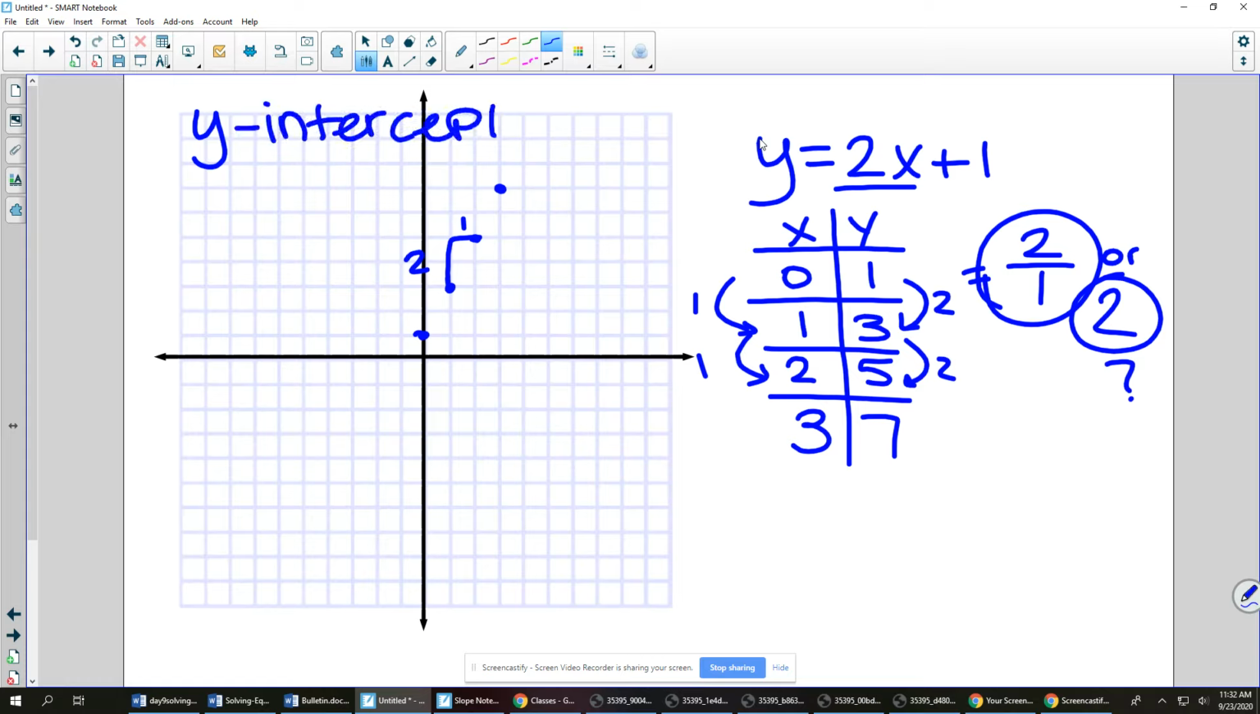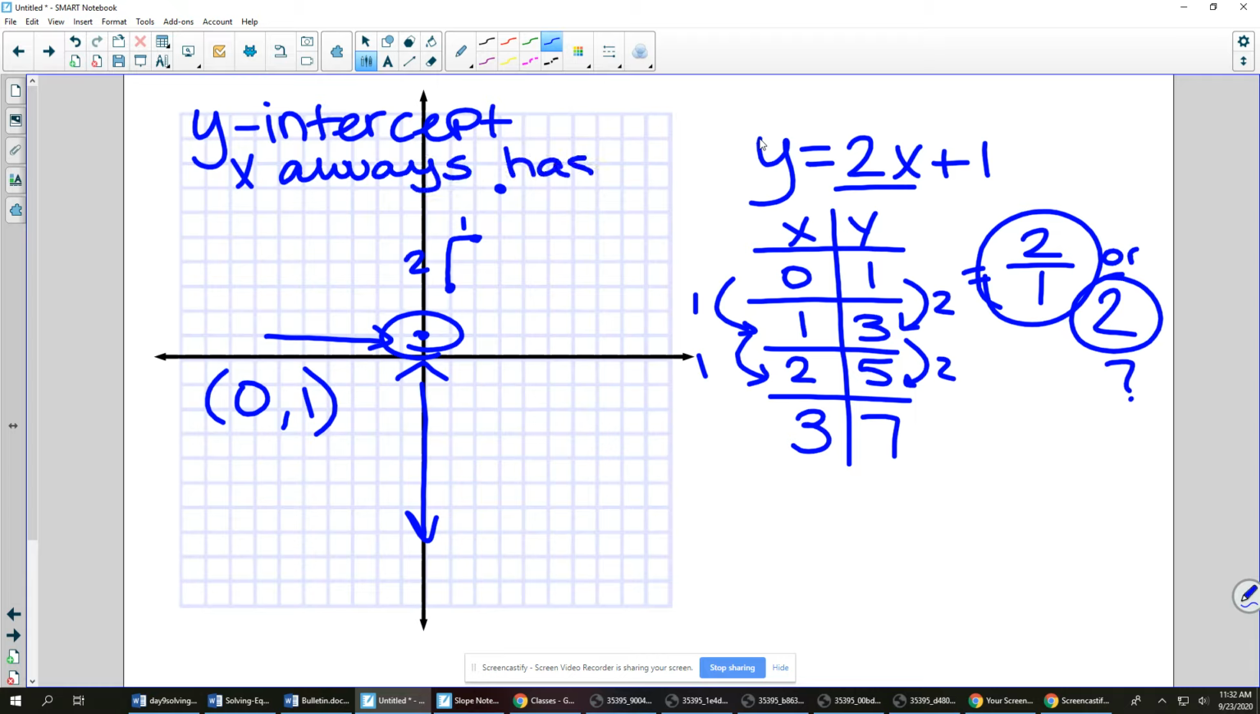So the y-intercept is where the line crosses the y-axis. So where on this line does the line that we graphed cross the y-axis? Well, for this one, it's this point right here. And that would be the coordinate of 0, 1. X always has to be, so I'm going to write this down because it's really important. X always has to equal 0 for the y-intercept. So whenever it crosses that y-axis, x has to equal 0. It's the only way for it to go across that axis.